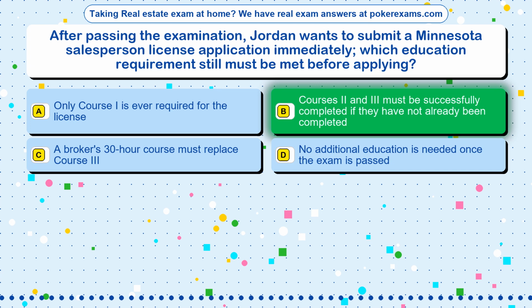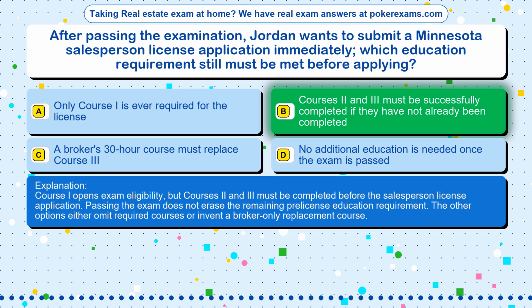The correct answer is option B. Courses 2 and 3 must be successfully completed if they have not already been completed. Course 1 opens exam eligibility, but courses 2 and 3 must be completed before the salesperson license application. Passing the exam does not erase the remaining pre-license education requirement. The other options either omit required courses or invent a broker-only replacement course.